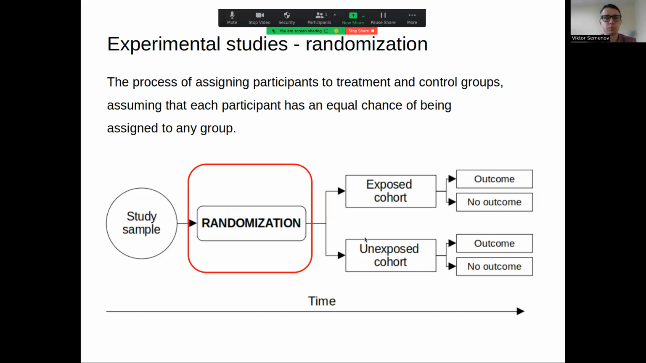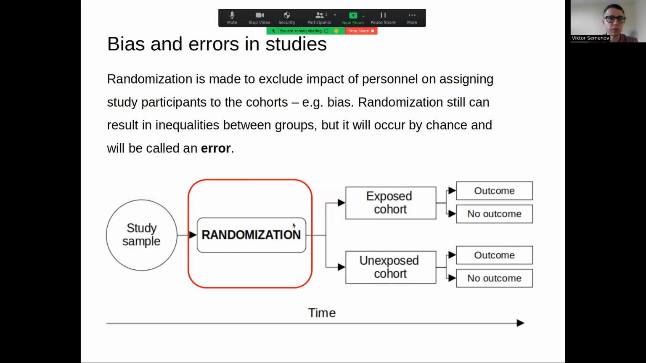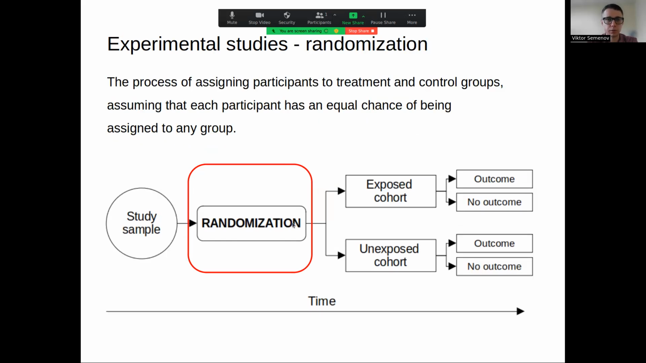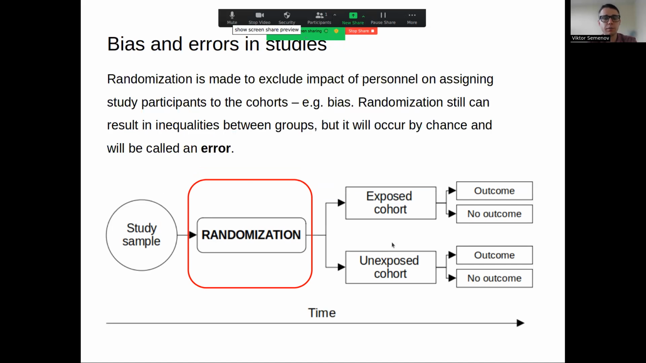Why is it important? It is important because this makes sure that people are allocated into both groups by chance, not by the will of the people who conduct this study, but by chance. I would like to pay attention to the definition. Randomization is the process of assigning participants randomly to the exposed and unexposed group. If it is not done randomly, it creates the foundation for a bias.